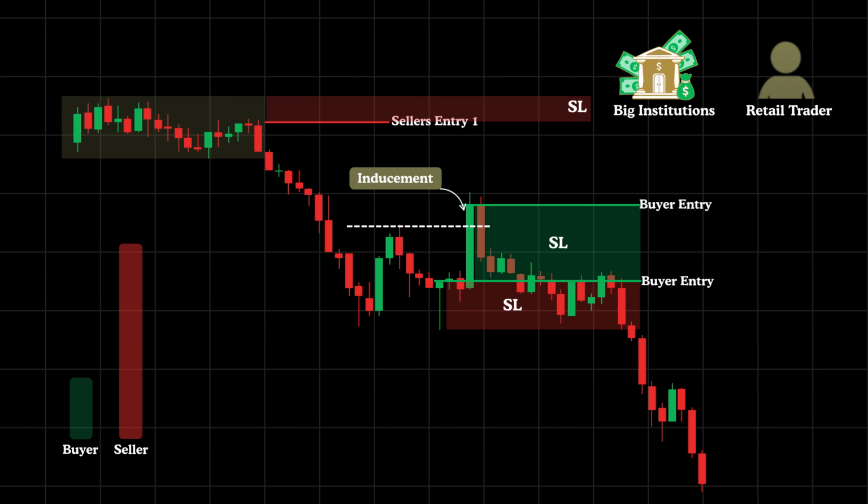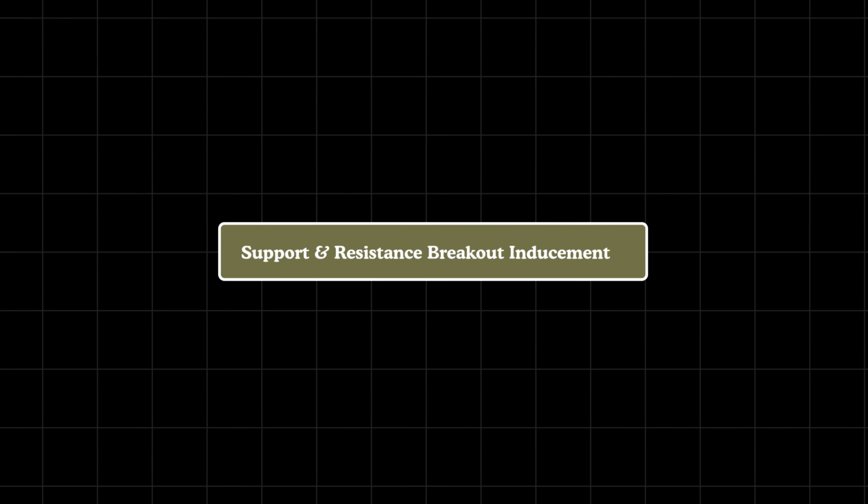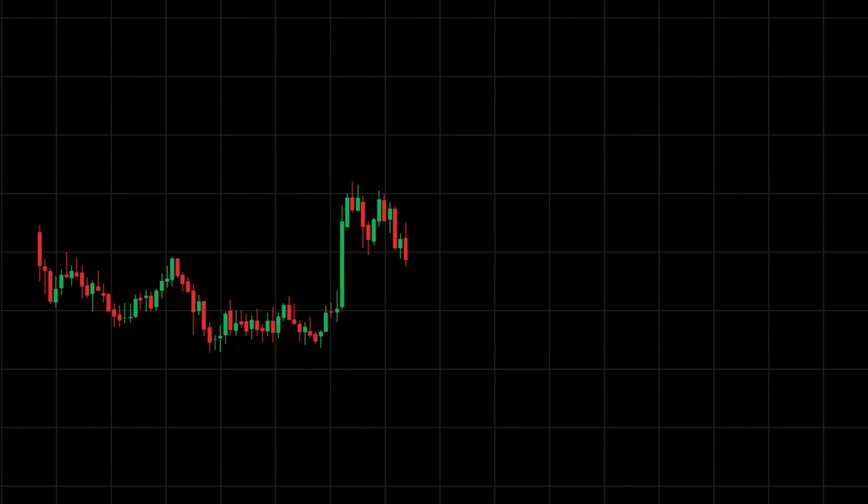While trading, you'll commonly encounter three main types of inducements. The first type is the support and resistance breakout inducement. This is a 5-minute time frame chart of Bank Nifty.